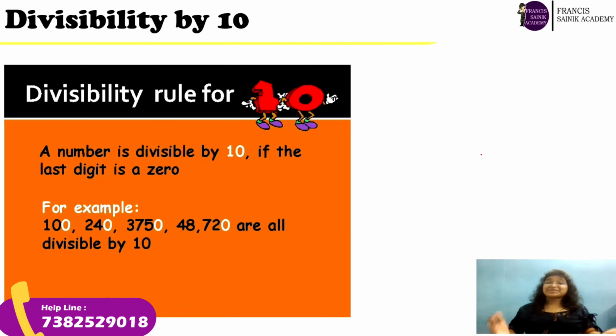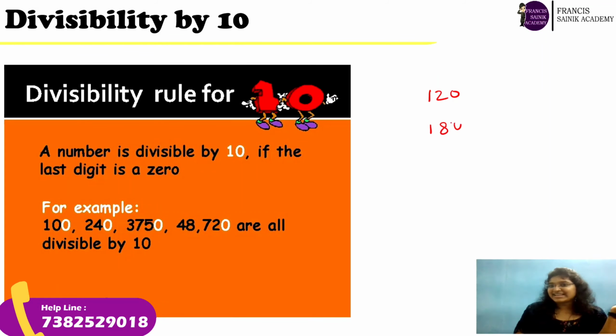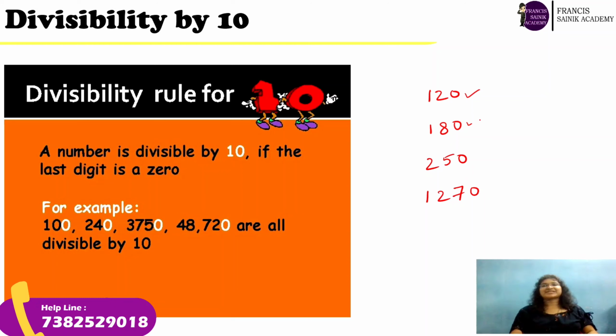Next, divisibility rule for 10. Such a simple one, right? So simply, whatever number it is, if the last digit is 0, the entire number is divisible by 10. And 10 is your favorite table, right? So, no need of examples, right? So, 120, 180, 250, 1270. All have zeros in the end, right? The last digit is 0. So, the numbers are divisible by 10.